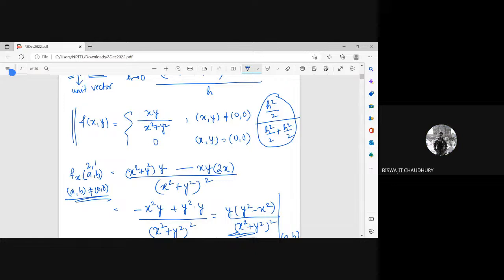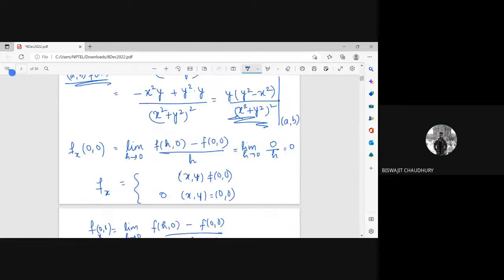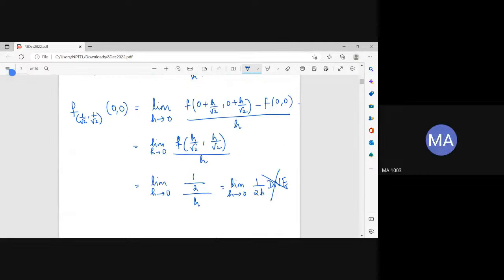Yes, ma'am. Ma'am, I think to check the directional derivative at 0, 0, we can check whether fx of 0, 0 is continuous at 0, 0 or not. Yeah. And similarly, whether fy of 0, 0 is continuous at 0, 0 or not. Yeah. So is this concept of directional derivative, partial derivative clear to everyone? Ma'am, for checking the limit existence, we have to check along the x-axis, y-axis and y is equal to mx.